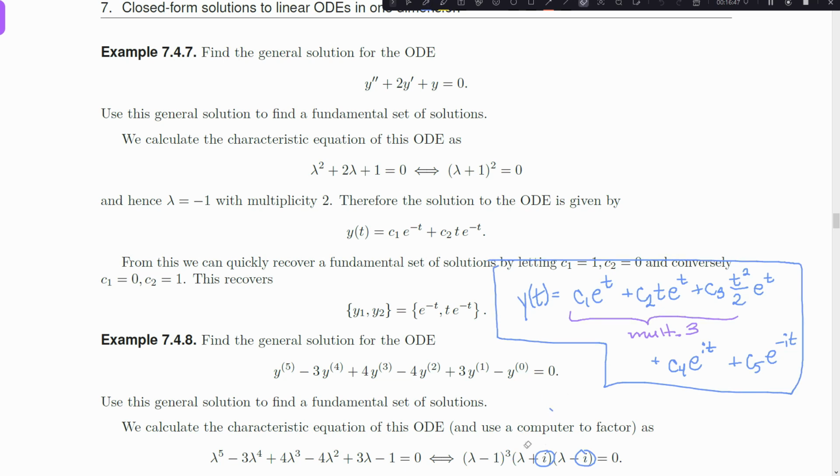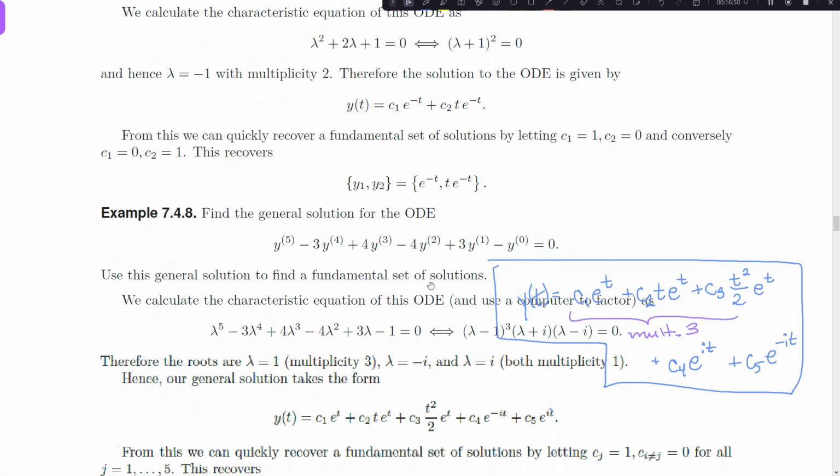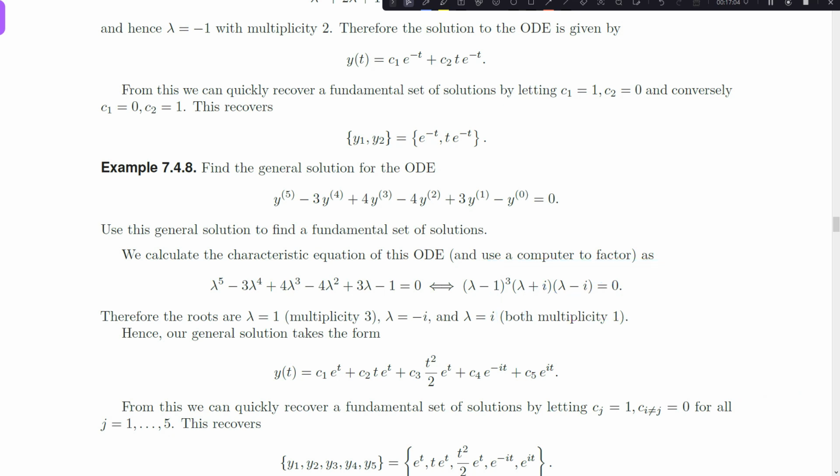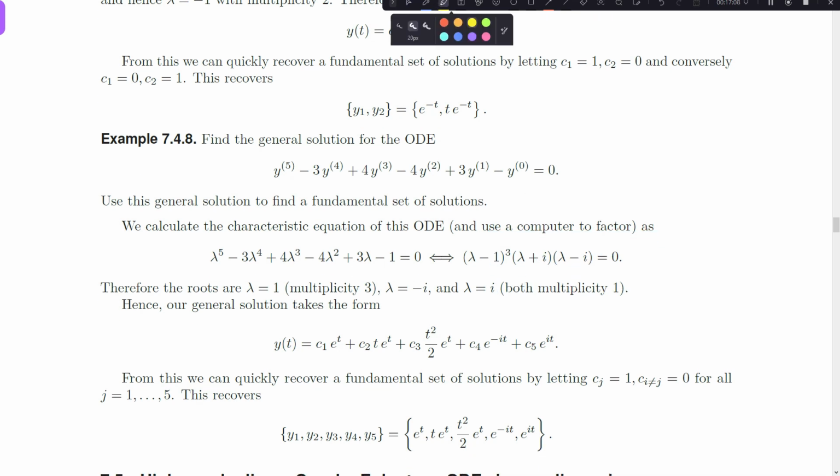Erase these now. And scroll down and see that that's actually what we recover here. There they are. I've swapped C4 and C5 around, which is just fine. But there's my solution, and in fact, once again, each of the C's is basically giving me an element of my fundamental set, right? So when I ask myself who's the fundamental set, I'm just going to grab the functions which multiply each C, and that's going to give me a fundamental set of solutions. There's my 5 elements of my fundamental set.